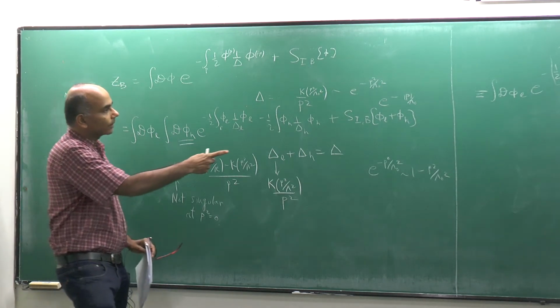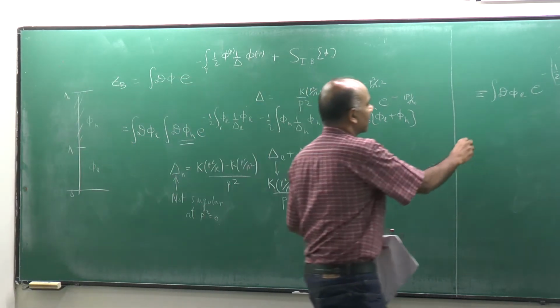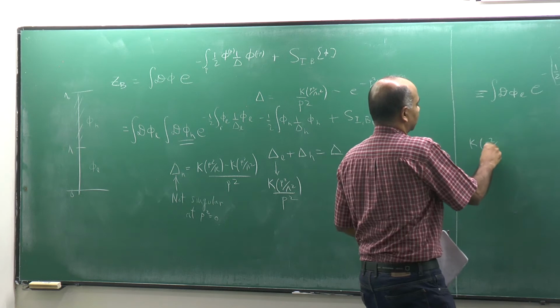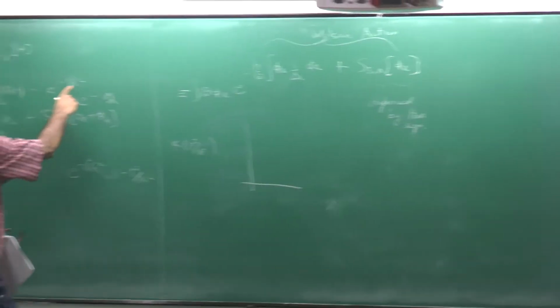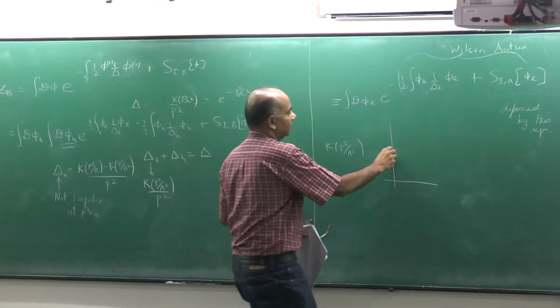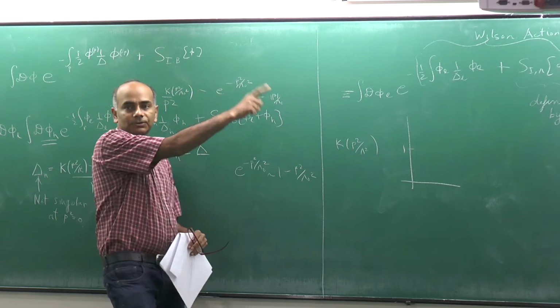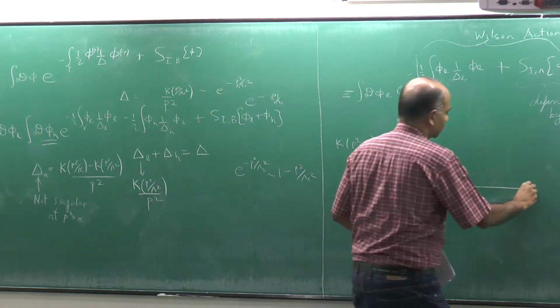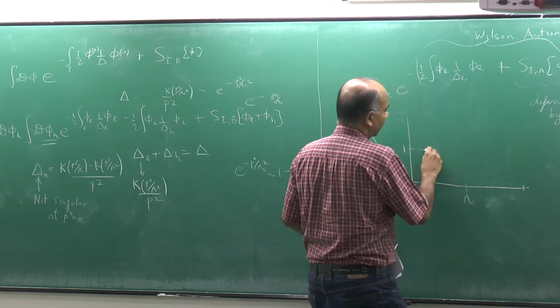So maybe I should explain that. What is the property of this function? Let's plot this function. For p squared equals 0 it is 1. For p squared much larger than lambda naught squared it's 0. So it goes to 0 here, and basically around lambda naught it starts to fall off.